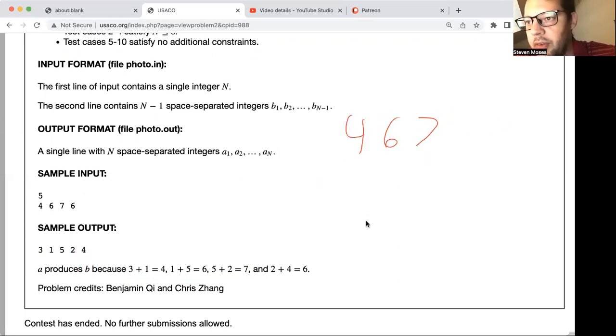4, 6, 7, 6. If you haven't already, go ahead and pause the video, take a minute to fiddle around with this with pencil and paper, see if you can figure out generally how to approach this. This is a pretty straightforward problem. There's only so many ways that one could go about solving this. And if you play around with it with pencil and paper, it should become pretty apparent.